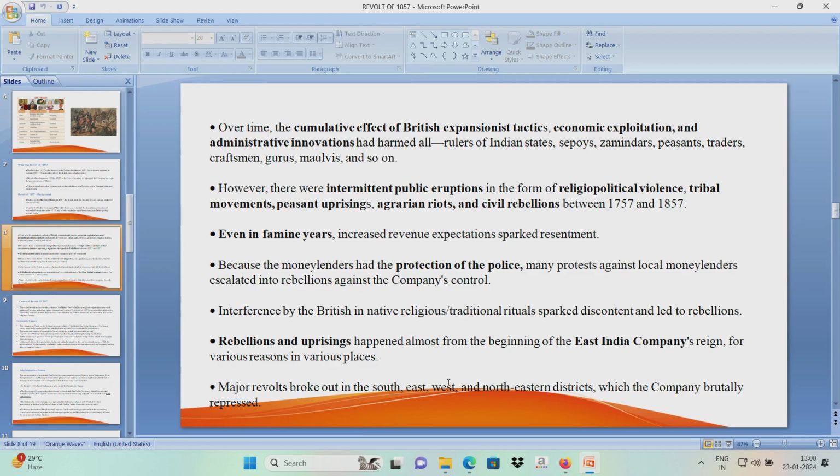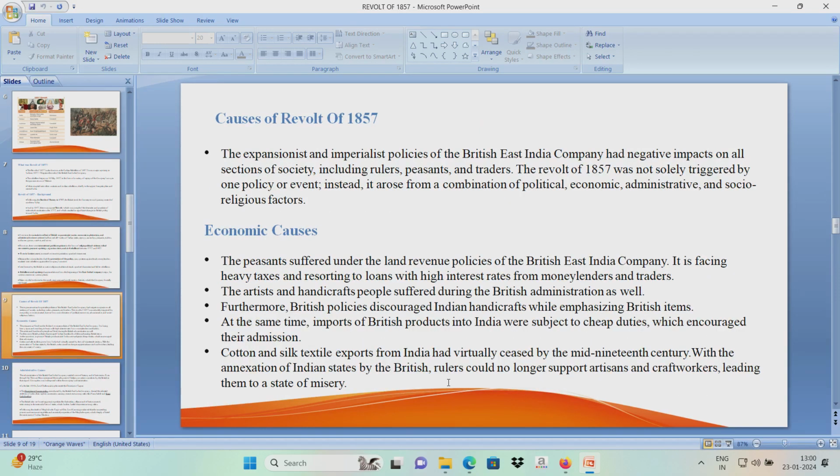So when we come to the causes, the expansionist and imperialist policies of the British East India Company had negative impacts on all sections of society, including the rulers, peasants and traders. It was not solely triggered by one policy or event. Instead, it arose from a combination of political, economic, administrative and socio-religious factors. Now we discuss the causes one by one briefly.